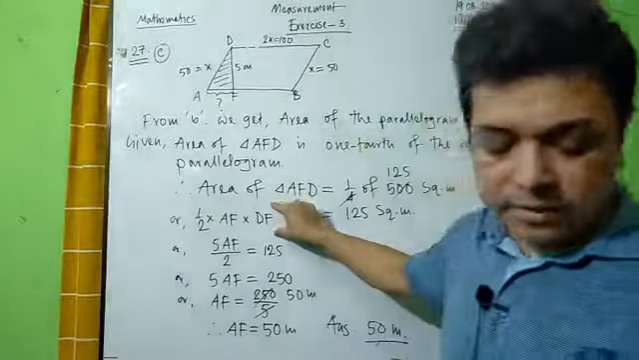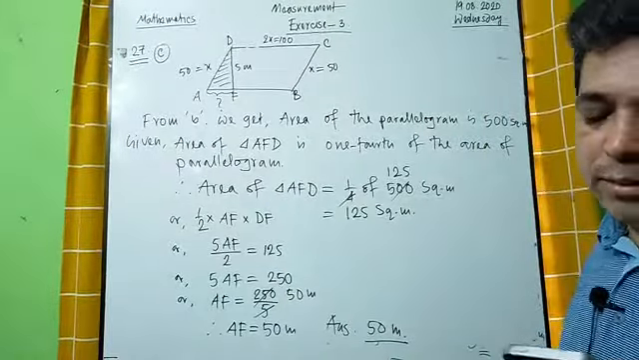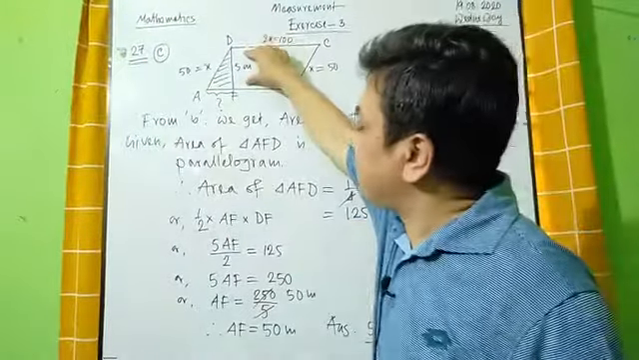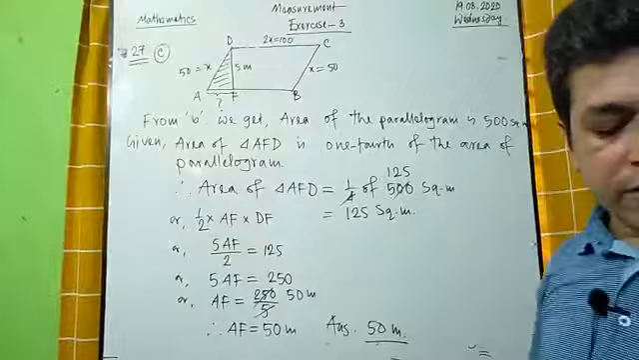Okay? Zarif Samin, how did 5DF come? Look at that, we just put in the value of DF is height 5. Okay, that is why 5AF. Okay, understood?